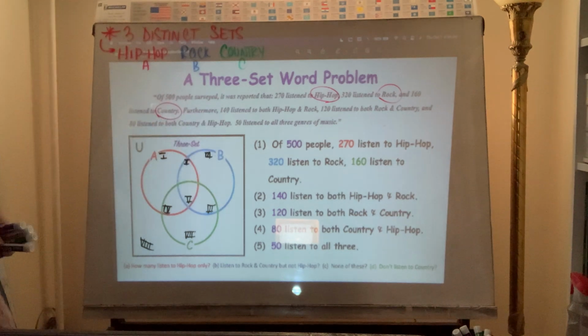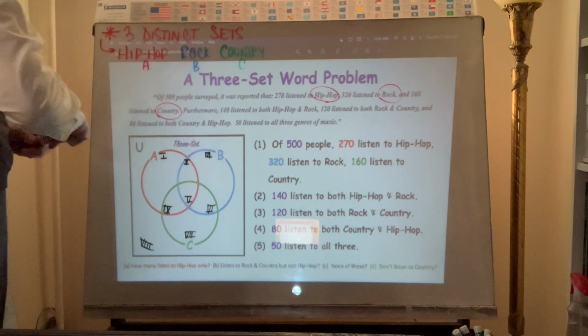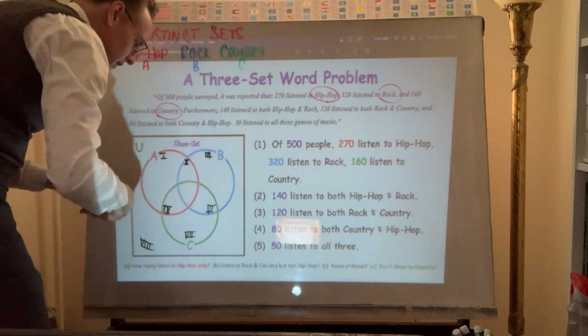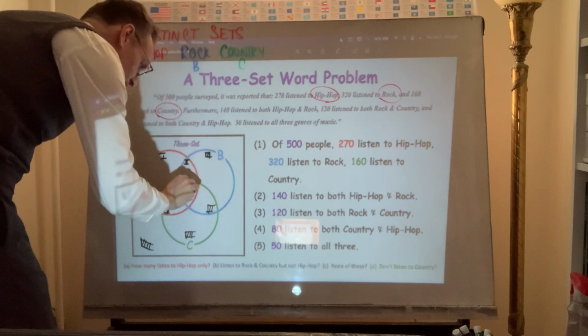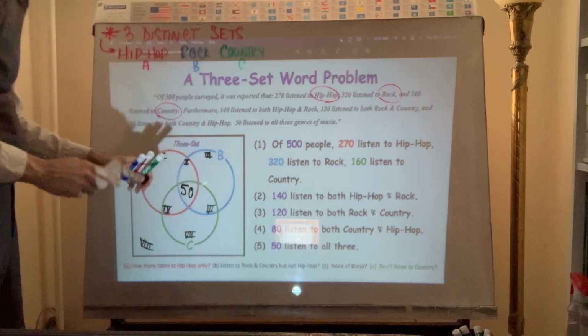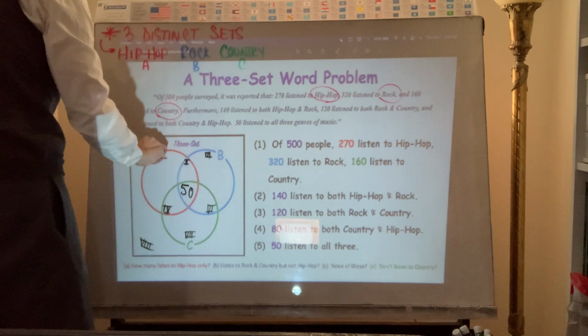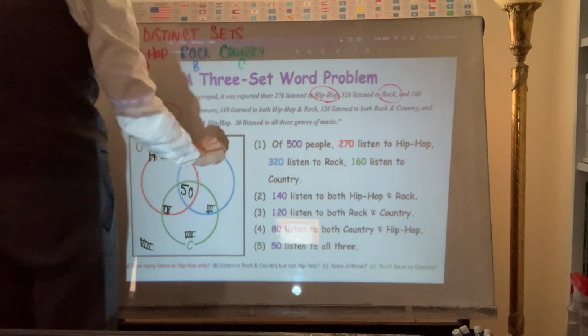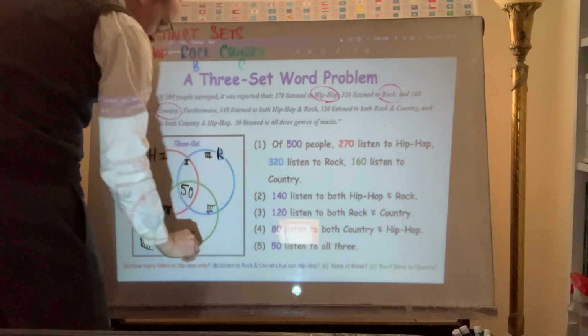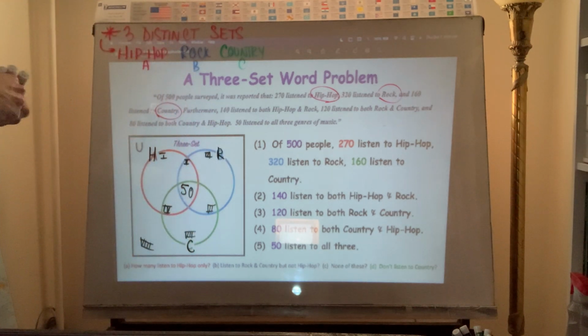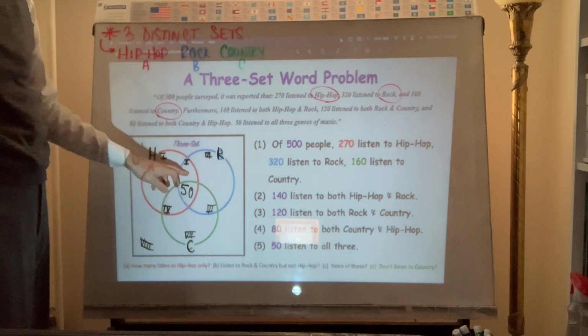50 people listen to all three. So what would be appropriate is to put a 50 right here, right? And that is going to make our lives very easy, all right, as we go through the process. I'm just going to maybe call that H, R, and C to emphasize. All right, now let's say we start with region 2 next.